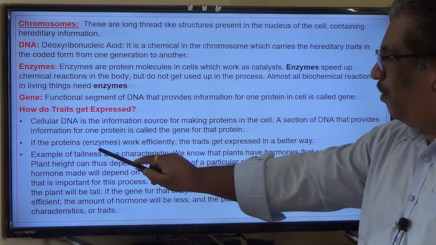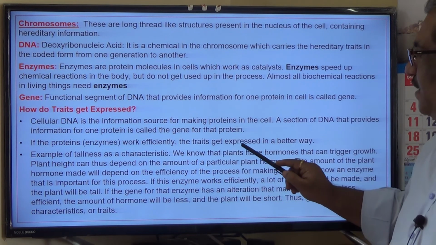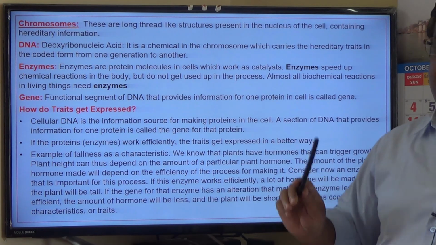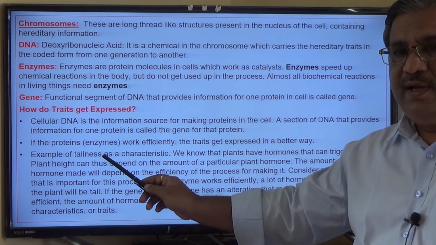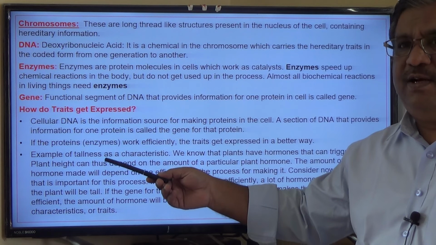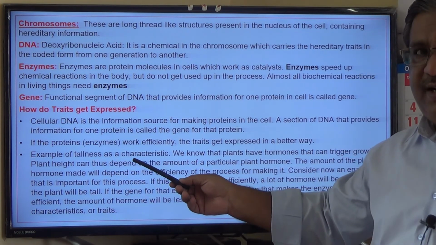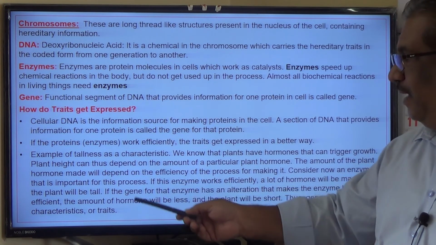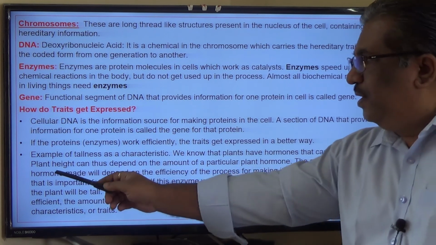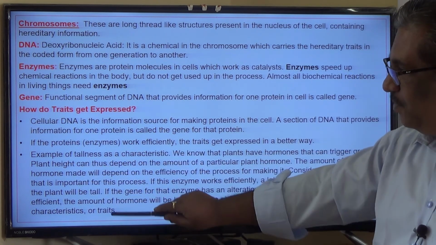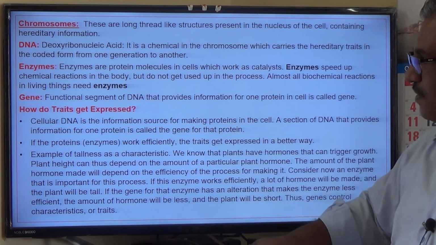Now, if the proteins, that is the enzymes, work efficiently, the traits get expressed in a better way. Very important: if the enzymes work efficiently, and enzymes are nothing but biocatalysts, which are protein molecules, so if the proteins work efficiently, then the traits get expressed. Keep this in mind. Now, the example of tallness. This paragraph is most important in order to explain how traits get expressed.